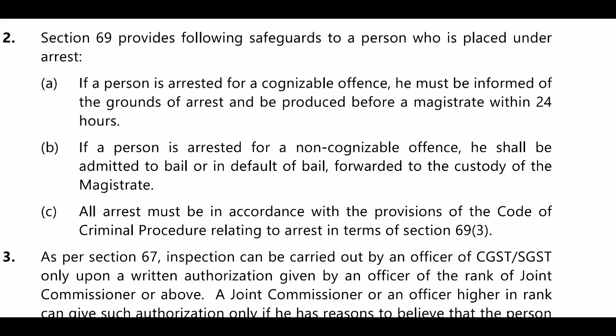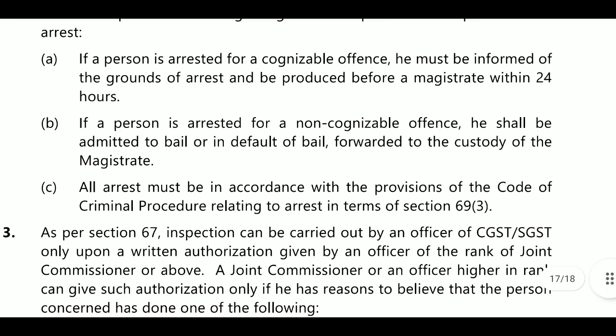There are three safeguards provided. First, if a person is arrested for a cognizable offence, which means a non-bailable offence, so there is no bail, but that person must be informed of the grounds of arrest and produced before the magistrate within 24 hours. So when you arrest a person for a cognizable offence, you must provide the grounds for arrest and produce that person to the magistrate within 24 hours.